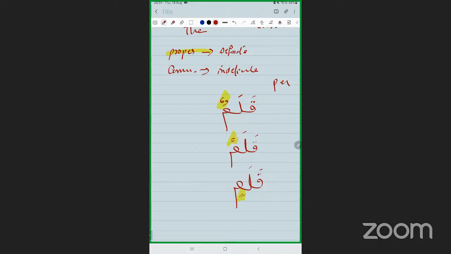Now two questions should arise in your mind. Why are these tanweens changing? Why is there no standard? Always it should be kalamun, kalaman, kalamin. Why is it changing? You have a question?